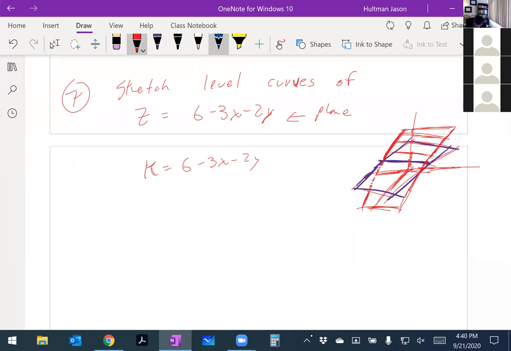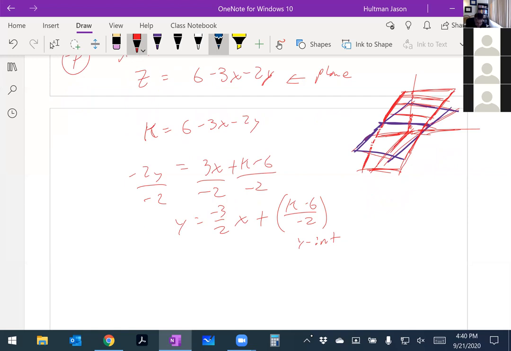Okay, so k is just a constant, right? This is going to create lines. Let's just solve for y, slope-intercept form. So we get negative 2y is equal to 3x plus k minus 6. Divide by negative 2, and we get y equals negative 3 halves x plus k minus 6 over negative 2. That's my y-intercept.